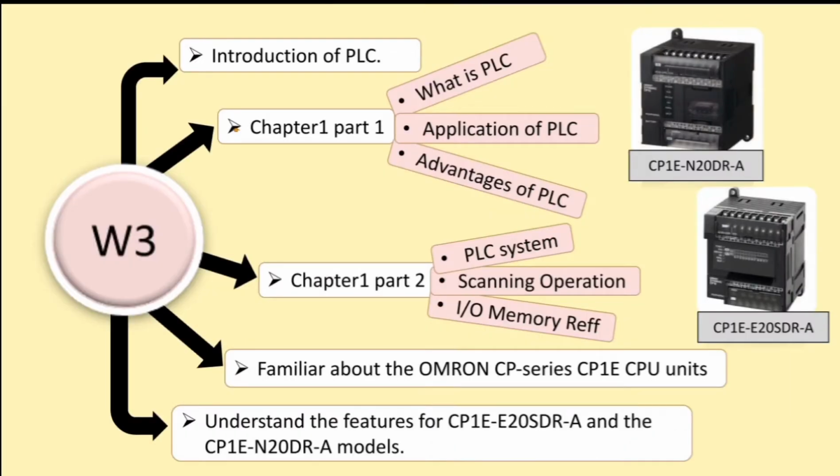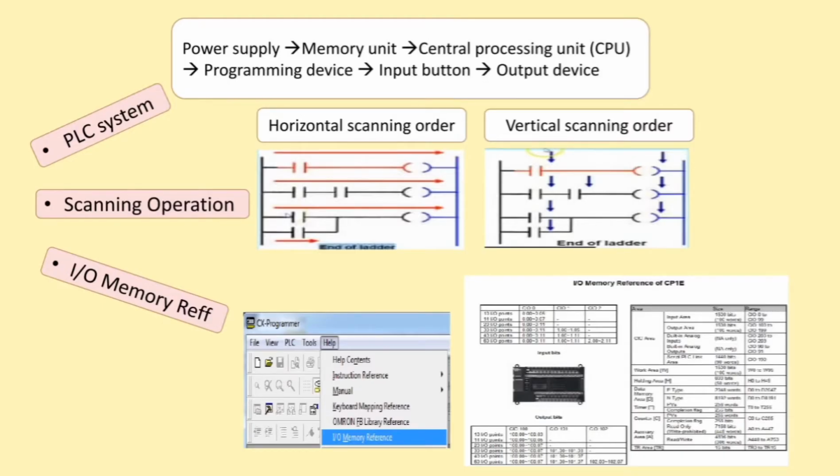Next, for chapter 1 part 2, we learned about the PLC system, scanning operation, and I/O memory reference. The system starts from power supplies, memory unit, central processing unit called CPU, programming device, input button, and lastly output device. There are two types of scanning operation. Firstly is horizontal scanning order that examines input and output instructions rung by rung horizontally, while the second is vertical scanning operation that examines input and output instructions column by column vertically.